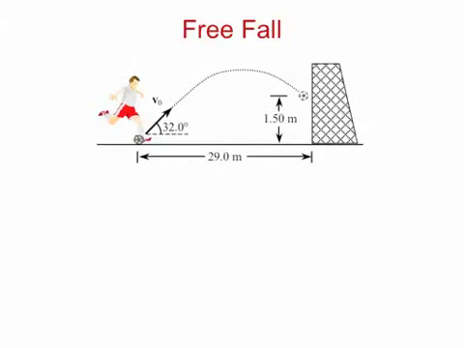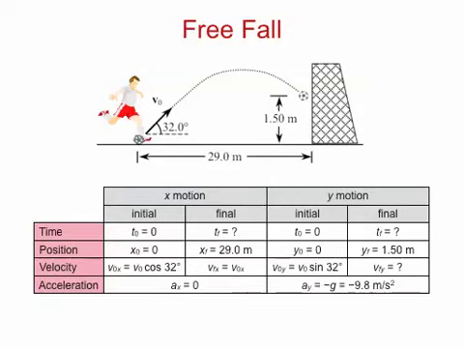Now we can tabulate everything we can glean from the problem about the kinematic variables. As usual, we choose the origin of time and coordinates at the first event, so that t0, x0, and y0 are all 0. We're told in the problem that x sub f equals 29.0 meters and that y sub f equals 1.50 meters. Since the ball is in free fall, its acceleration is 0 in the x direction and minus g in the y direction.